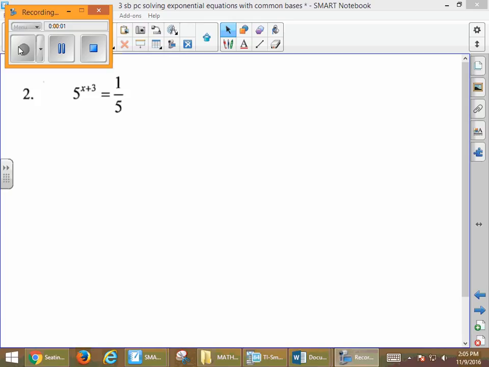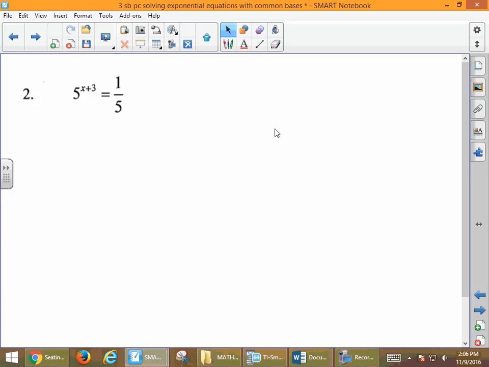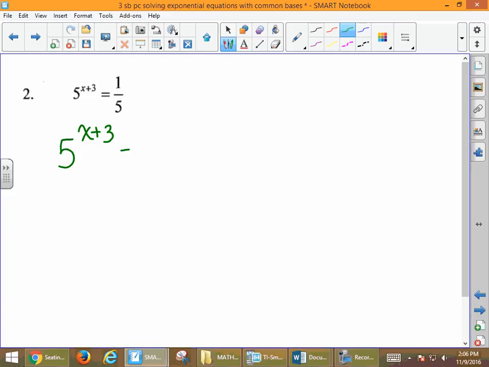So in problem number 2, our theme again is still common bases. We need to be able to write both sides of the equation in terms of the same base, if at all possible. So in this particular problem here, it looks like we're going to have values in terms of 5. And 5 is a prime number, so it's going to be 5 to the x plus 3 over here on the left.